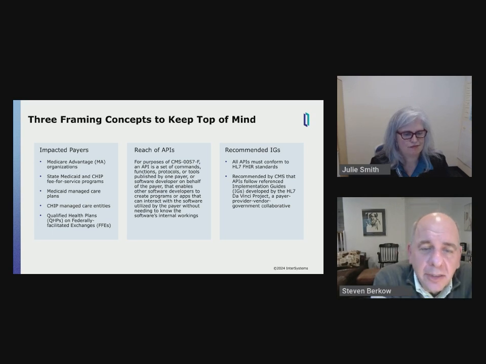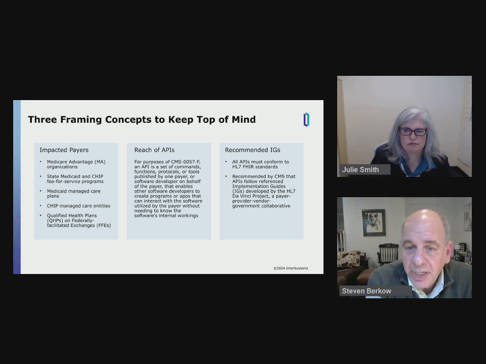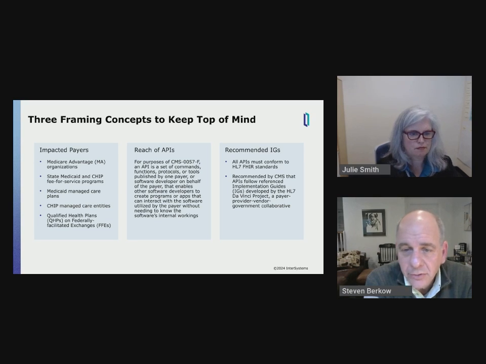And then finally, the recommended IGs. So what 0057 requires is that plans support FHIR-based APIs. Now, in the regulation, they recommend, some would say they strongly recommend, leveraging DaVinci IGs, implementation guides, to build these APIs. And DaVinci is a partnership between plans, providers, the government, and vendors, in terms of trying to figure this out. And then findings are written up in terms of implementation guides.